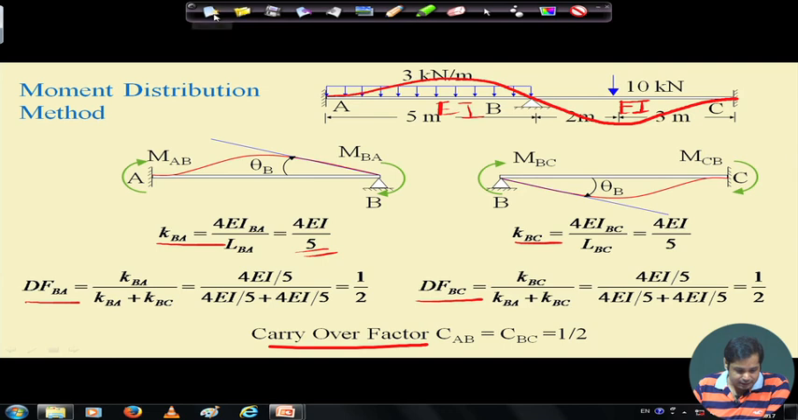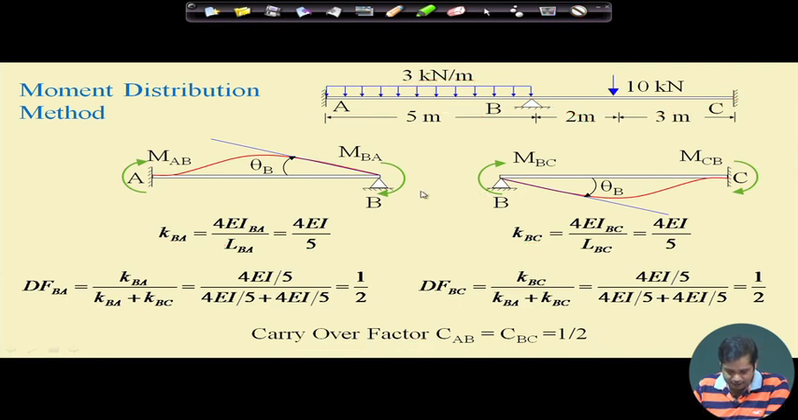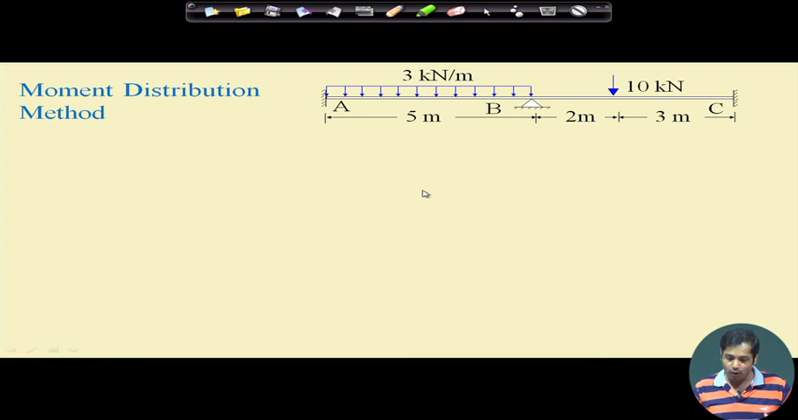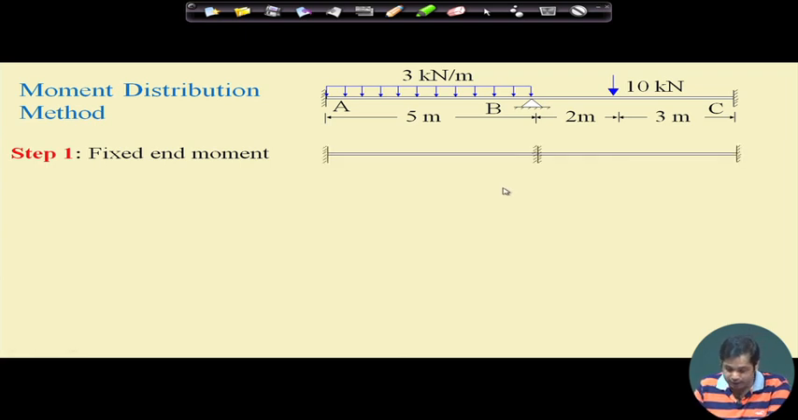Next, let us do all these steps. Step 1 is very similar to the slope deflection method. Whether we apply a displacement method or the moment distribution method, they are all displacement-based methods, and the general steps in displacement-based methods remain the same. Depending on how we perform each step, we have different methods. Here those steps are being performed iteratively.